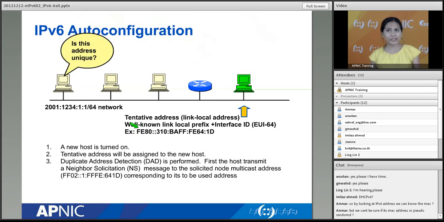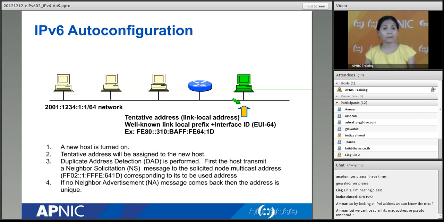Now, you're not sure yet whether this is unique. Although we know that MAC addresses are unique, that's not always the case. So you always have to check the other machines in the same network. We call that process duplicate address detection, or DAD. It will transmit queries for everyone in this node. Usually you would think that this is a broadcast, but since we don't have broadcast with IPv6, it will send a neighbor solicitation to a multicast address, which starts with FF02, and the rest is based on your EUI-64. So it will send that to that multicast address.